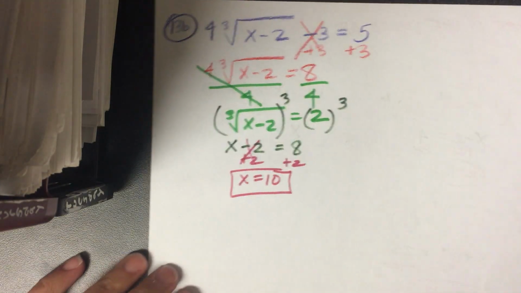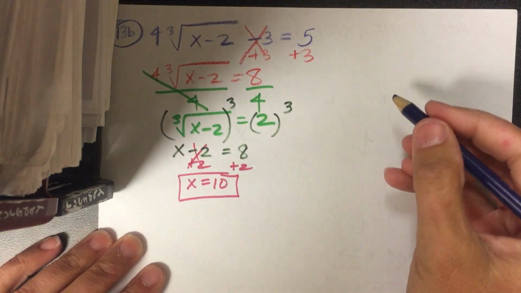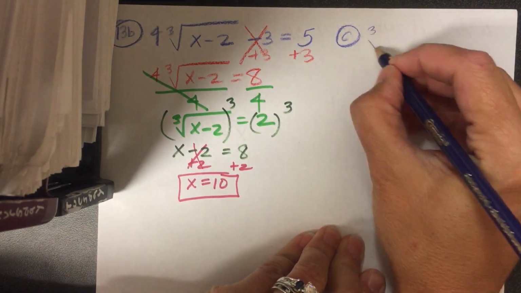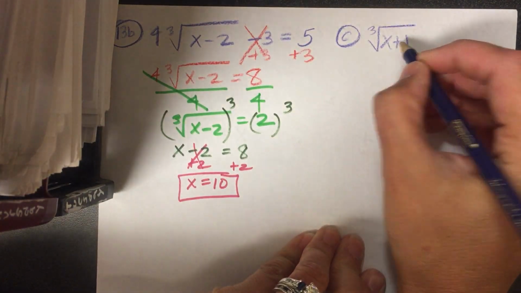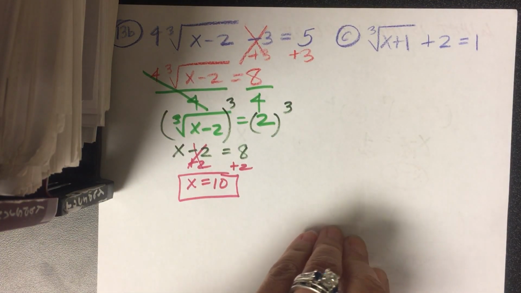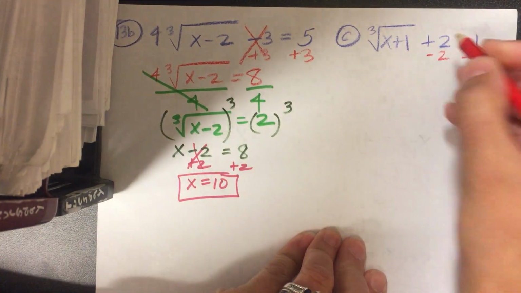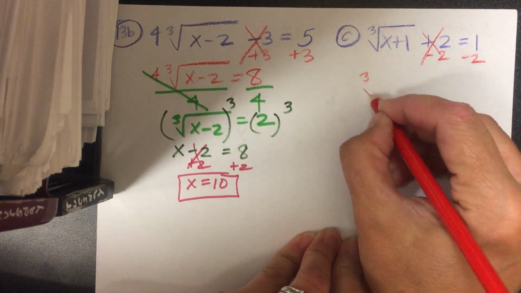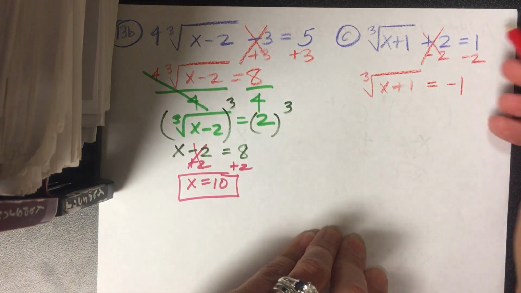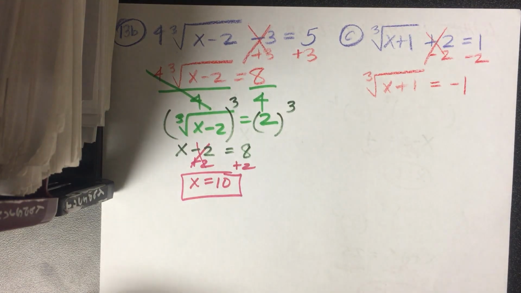So let's do one more example. And we'll do 13c. 13c is the cube root of x plus 1, plus 2 equals 1. So my first step, any addition or subtraction I need to do, in this case I do need to move that 2, so I'm going to subtract it from both sides. That's going to leave me with the cube root of x plus 1 equals negative 1, because I have 1 minus 2.